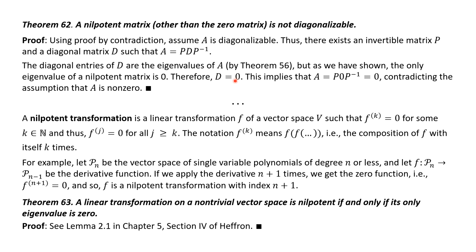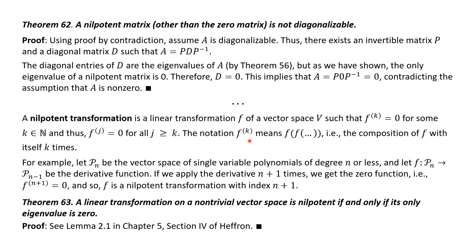Its diagonal elements are all 0, and since it's a diagonal matrix, we already knew the off-diagonal elements were 0. So that implies that A equals P times the zero matrix times P^(-1), which equals a zero matrix, which contradicts our assumption that A was non-zero.